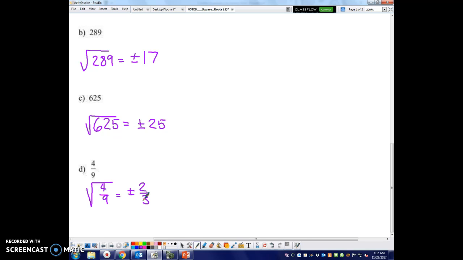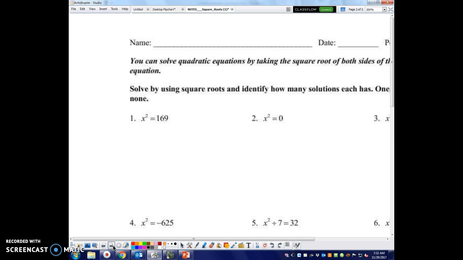Okay? So let's go do some examples on the back side of your paper. So we're going to look at number 1. This is where you're solving, okay?